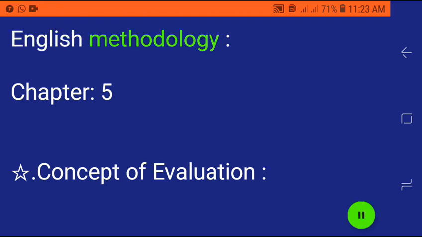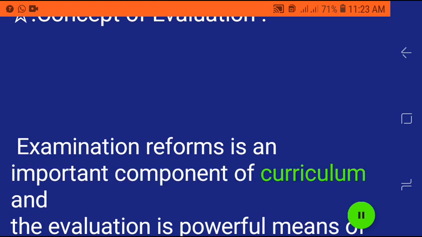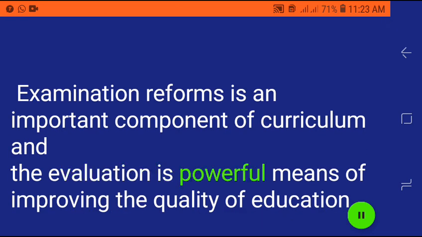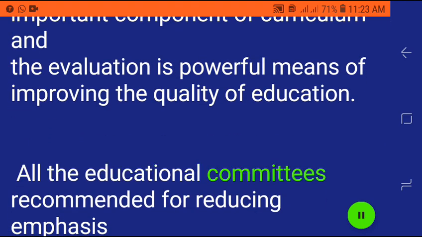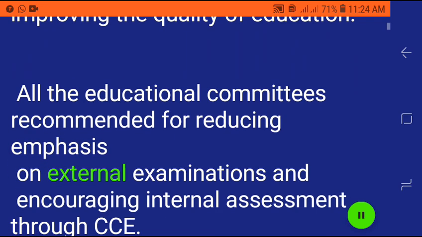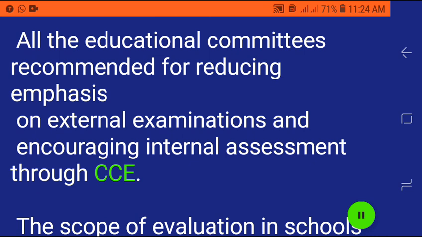English Methodology. Chapter 5. Concept of Evaluation. Examination reforms is an important component of curriculum and the evaluation is a powerful means of improving the quality of education. All the educational committees recommended reducing emphasis on external examinations and encouraging internal assessment through CCE.